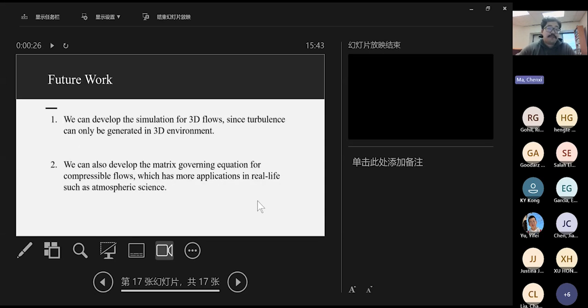For my future work, we can also develop the simulation for 3D flows, since turbulence can only be generated in a 3D environment. We can also develop the matrix governing equation for compressible flows. So far this one is just incompressible flow. Compressible flow has many more applications in real life, such as in atmospheric science and other fields. And that is my presentation.